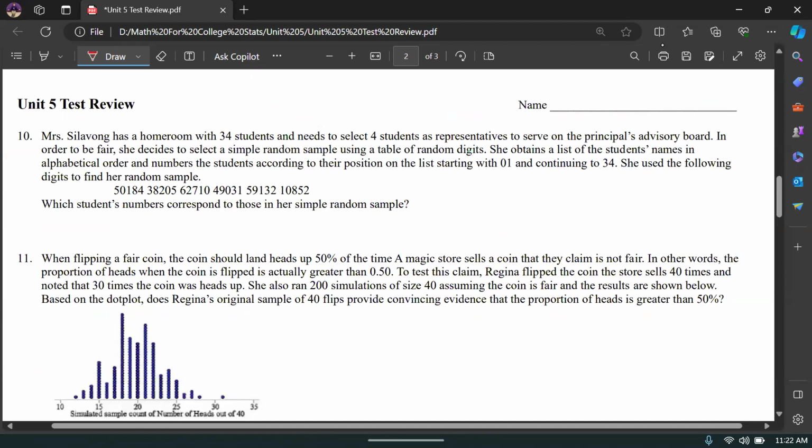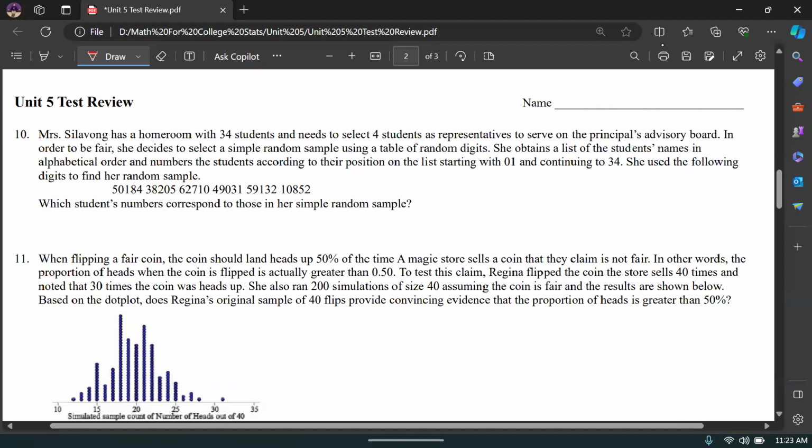Number 10. Miss Sillavong has a homeroom with 34 students and needs to select 4 students as representatives to serve on the principal's advisory board. In order to be fair, she decides to select a simple random sample using a table of random digits. She obtains a list of students' names in alphabetical order, and numbers the students according to their position on the list, with 1 and continuing to 34. She used the following digits to find her random sample.